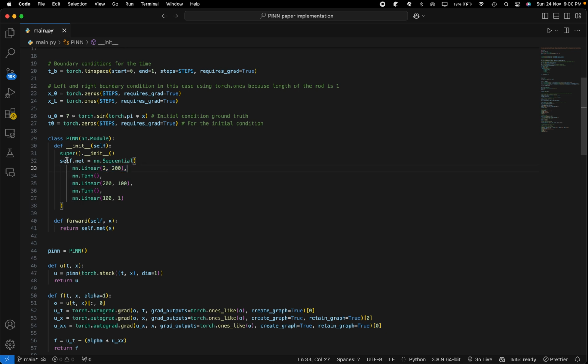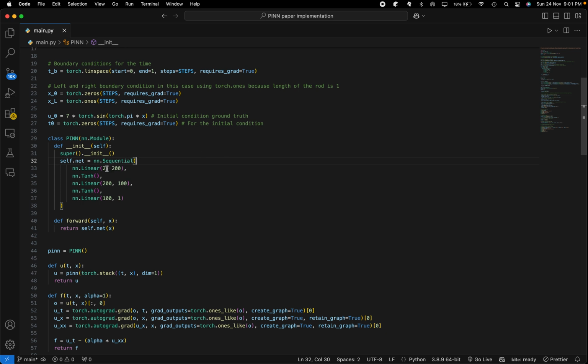So first off, you need to consider actually the inputs. How many inputs does your neural network need to have? Well, that just corresponds to exactly how many inputs your function has. Now for the heat equation, your function has two inputs, which is your x and your t.